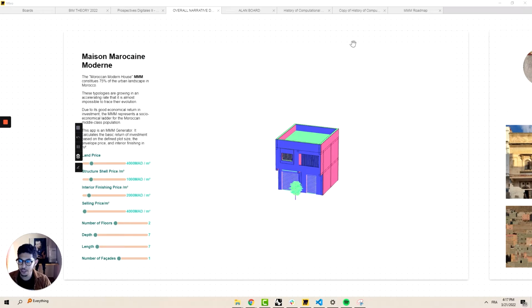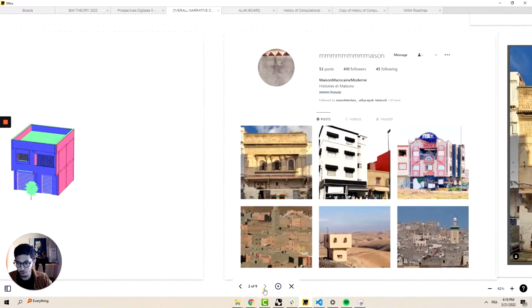My project is called Maison Marocaine Moderne in French, and in English it's the Moroccan Modern House. This house constitutes 75% of the urban landscape in Morocco, and these typologies are growing at an accelerating rate that is almost impossible to trace their evolution. They have a good economic return on investment, so they represent a socio-economic ladder for the middle class population. This is why I thought the best way of documenting this is creating a system that would follow their growth.